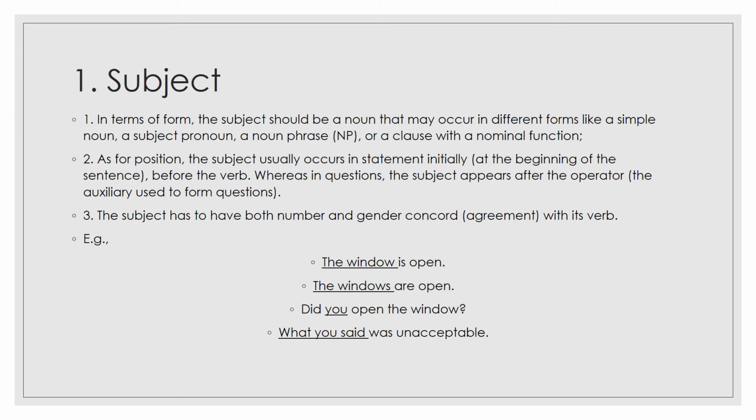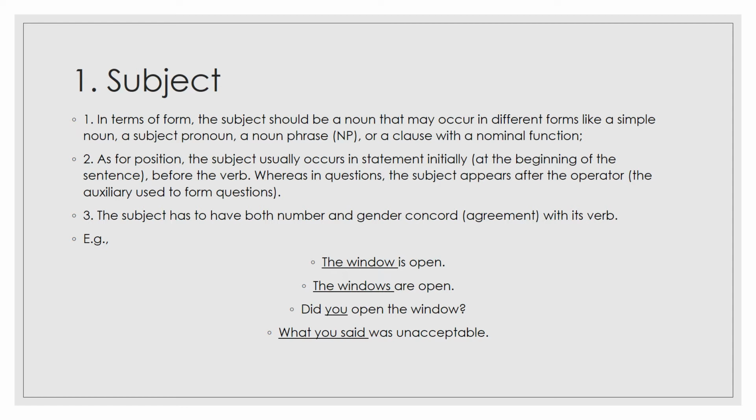If we examine these examples, we have: the window is open, and the windows are open. You see that here the window and the windows are the subjects. As for their form, they appear in the form of a noun phrase. They appear initially, before the verb. Their verbs are is and are. And you can see that there is an agreement in number between the subject and the verb. The window is singular, so its verb is is, while the windows is plural, so the verb that should be used with it is are.